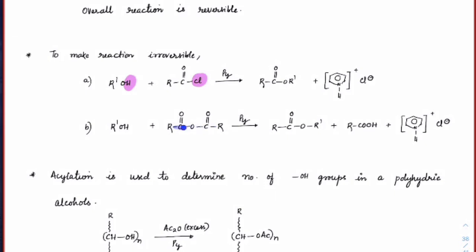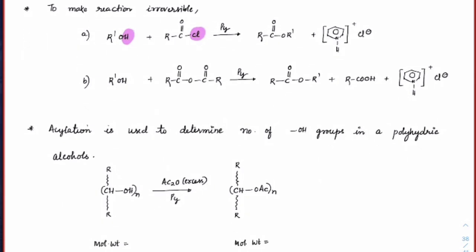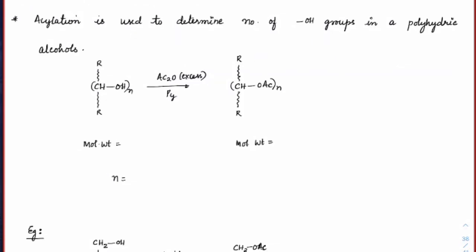Same thing can be done with anhydrates also. So you can take anhydrate, react that with alcohols in the presence of pyridine, and you can get ester, and one part will be a very weak carboxylic acid, which is not sufficient for this reaction to pull backwards. Got it? And the other thing will be pyridinium chloride salt. Make a note. This is the way we can make esterification irreversible. What we are doing is acylation, right?